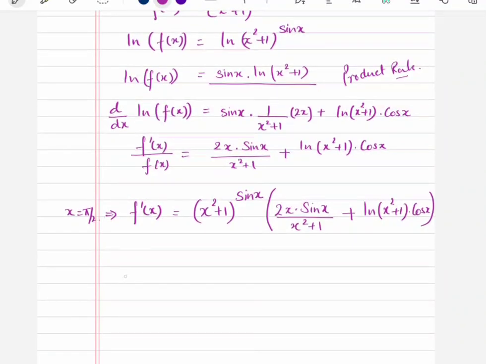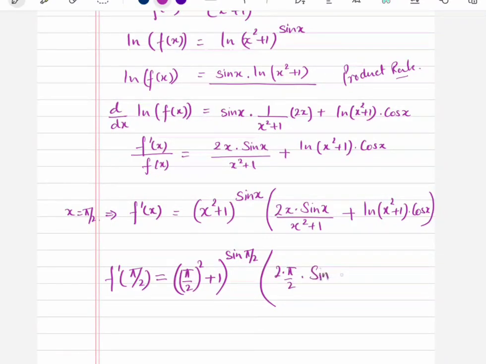Now let's substitute x as pi over 2. So we will be left with f dash of pi over 2 is equal to ((pi over 2) squared plus 1) to the power of sine of pi over 2, times 2 times pi over 2 times sine pi over 2 over (pi over 2) squared plus 1, plus ln of ((pi over 2) squared plus 1) times cos pi over 2.